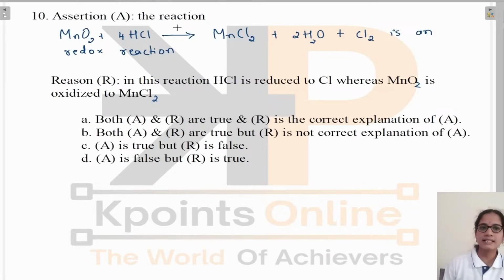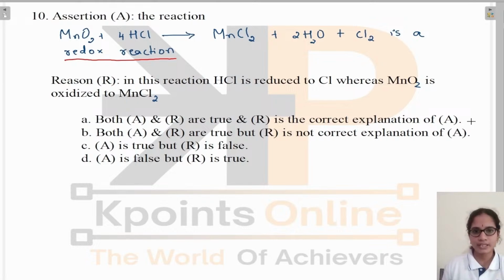Okay. Our next question is AR, that is assertion and reason. Our assertion is: this reaction is a redox reaction. Then the reason is: in this reaction HCl is reduced to chlorine whereas MnO2 is oxidized to MnCl2. Let us check the options now. Both A and R are true and R is the correct explanation of A.